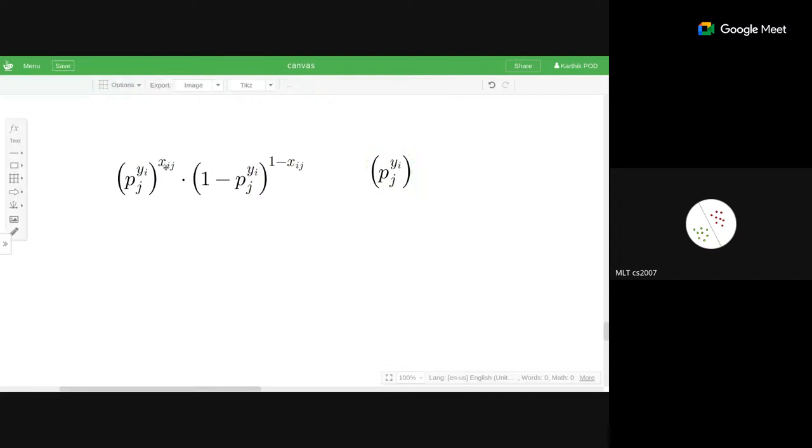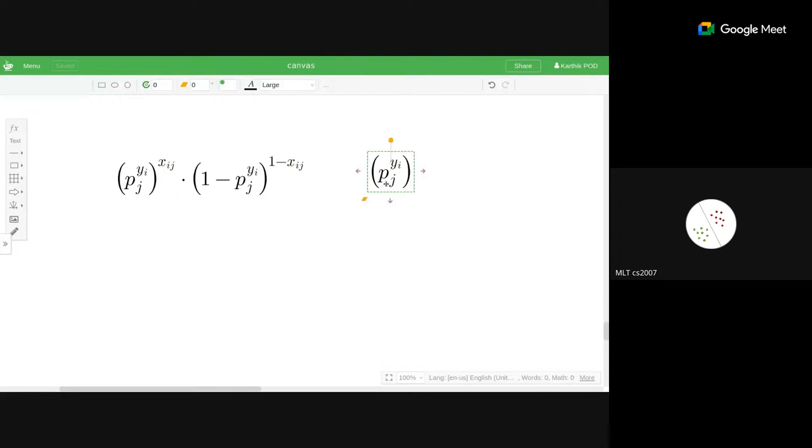So x_ij being equal to 1 means the jth word is present in the ith training example. So if the word is present, what is the probability of this word coming up? This is the probability, right? This is what we have assumed. You toss this jth coin with this much probability, it will come up as heads, and coming up as heads is nothing but x_ij equal to 1.